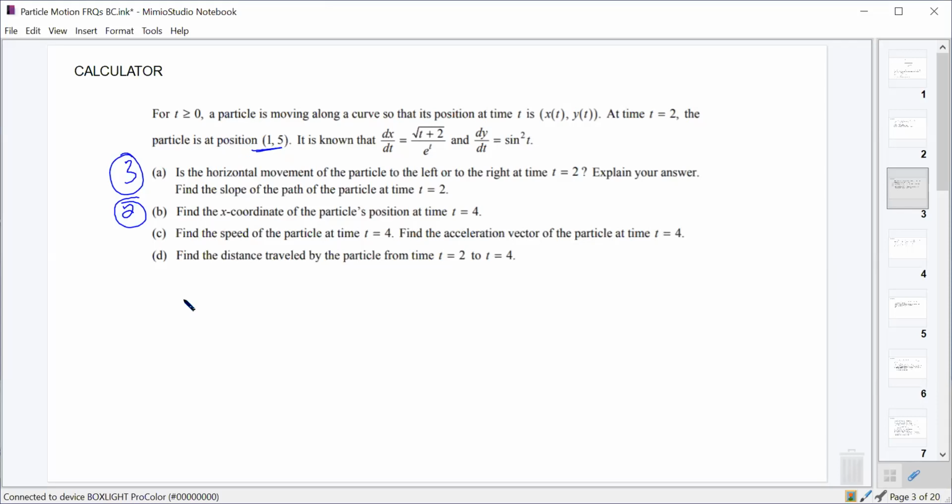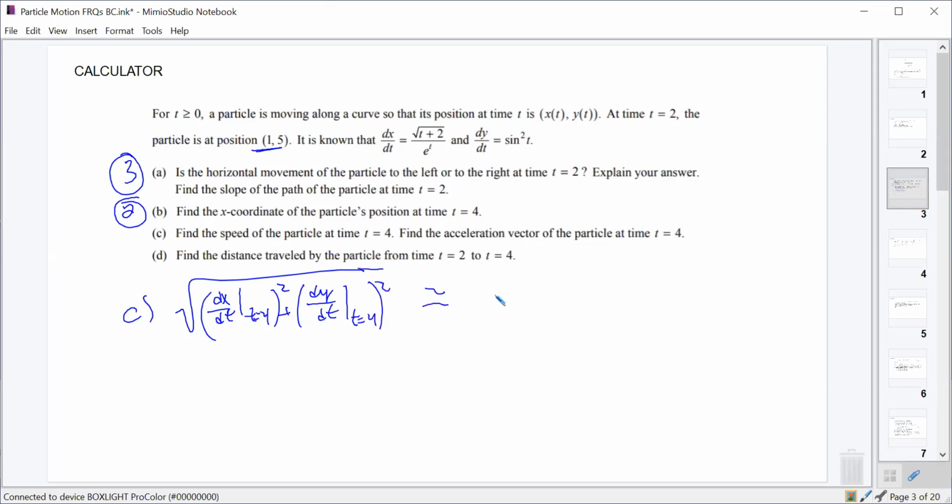Okay. Yeah, so we wrote out for part C that the speed was the square root of our dx/dt at 4 squared, and our dy/dt at 4 also squared. And that should have come out to be, for all of you who were arguing last time, 0.575. So whoever got that, you were right. Whoever got something else, you were wrong. Okay.